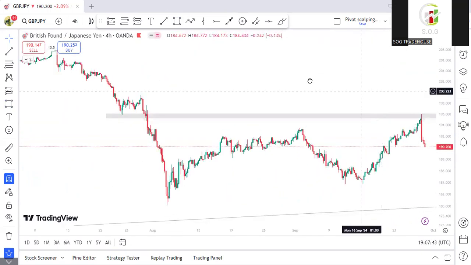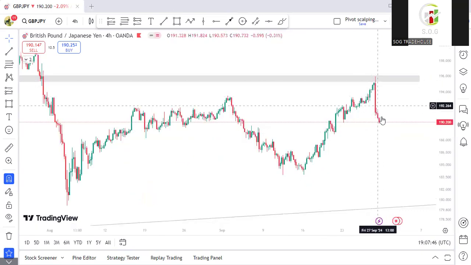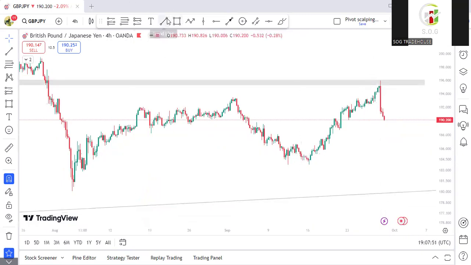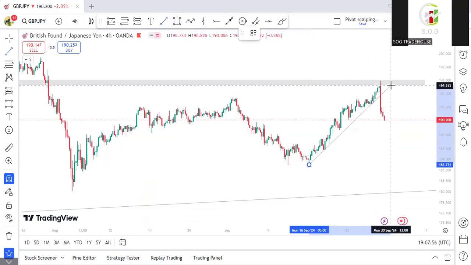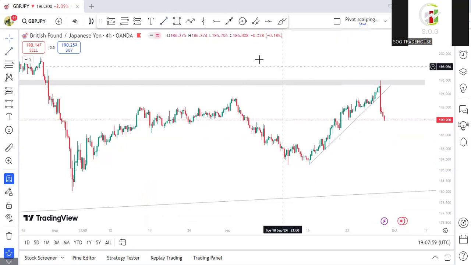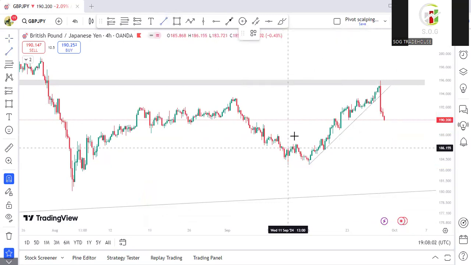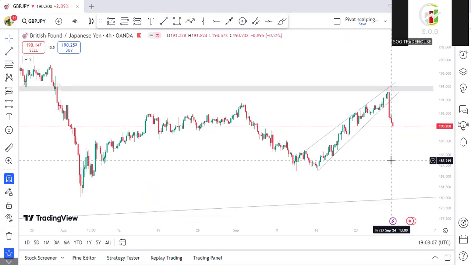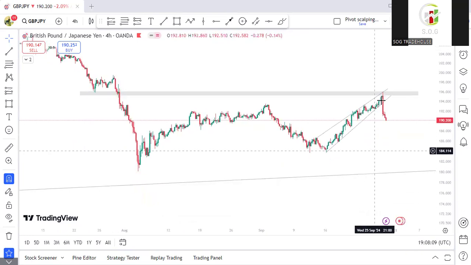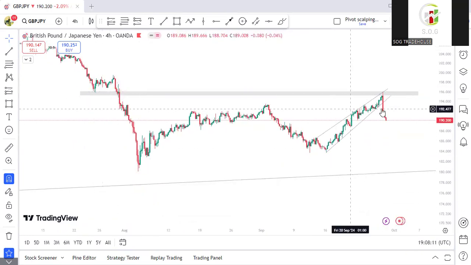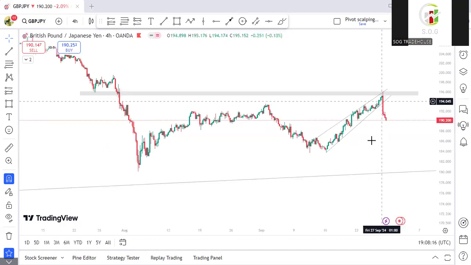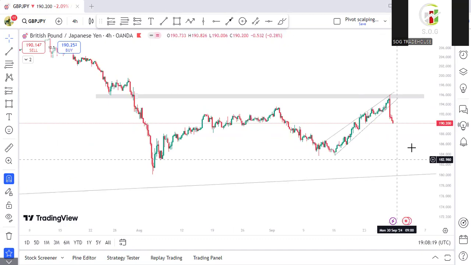As you can see on the 4-hour time frame, you can see the bearish momentum coming to the downside. And also there is a breakout of this short pattern over here. So there's a rising wedge, and rising wedges are usually reversal patterns. So on GBPJPY, you can see the market respecting this level of resistance and also a breakout of this short pattern. So what are we anticipating on GBPJPY?